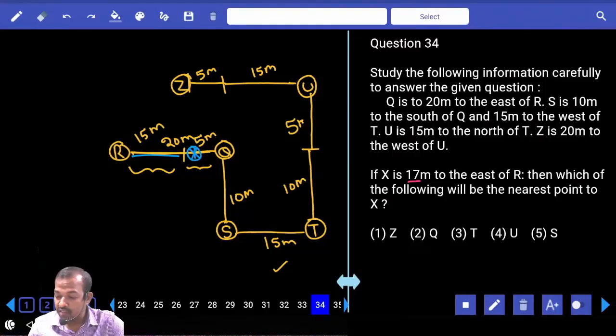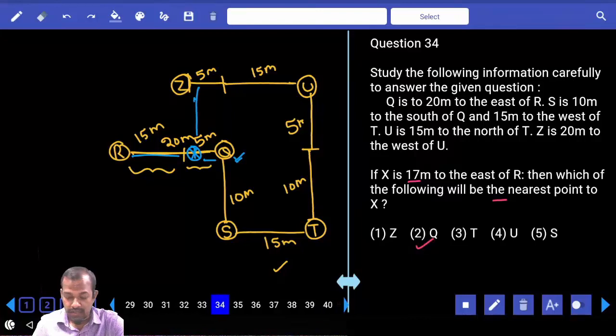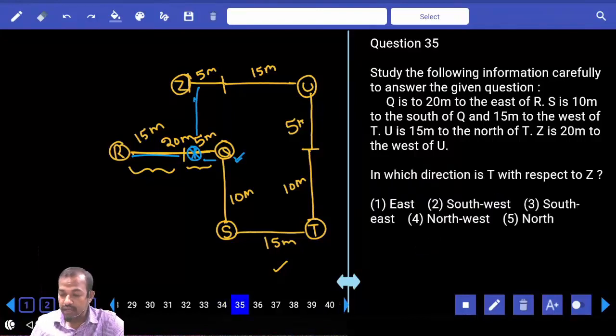Then which of the following will be the nearest point to X? Nearest point to X means, now tell me what is the distance between Q and X here? 3 meters. What is the distance between this point and X here? 5 meters. Now tell me what is the nearest point here? Q is the nearest point or not? Yes. Second option.